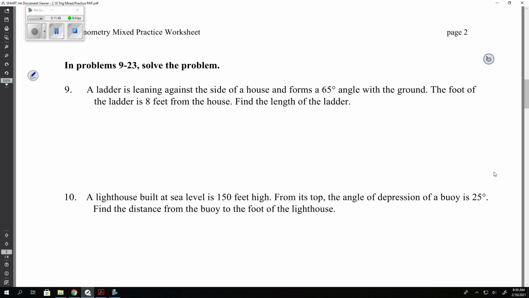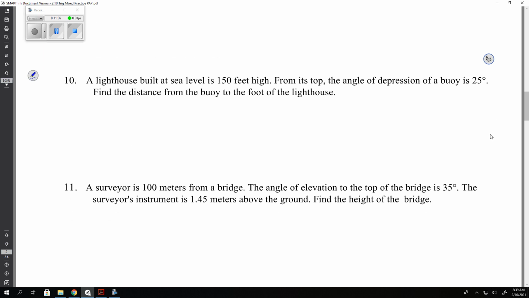Number 10. And these, like the next few ones, are really just going to help you set up the picture, okay? So number 10, it says a lighthouse built at sea level. Y'all, sea level is flat on the ground, right? Okay, so here's the ground. And then it says it's 150 feet high. So here's our lighthouse. It's 150 feet high. And then, what does it say? From its top.